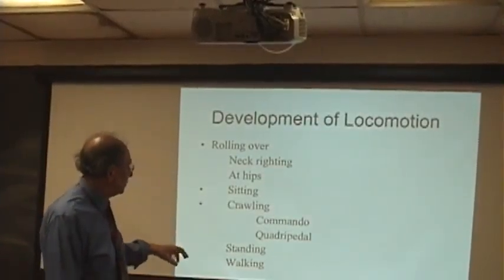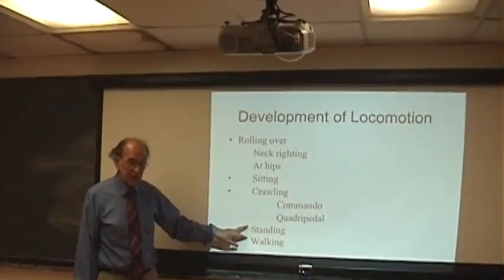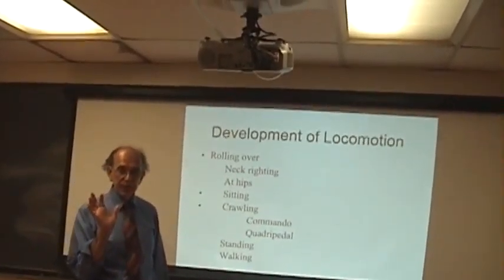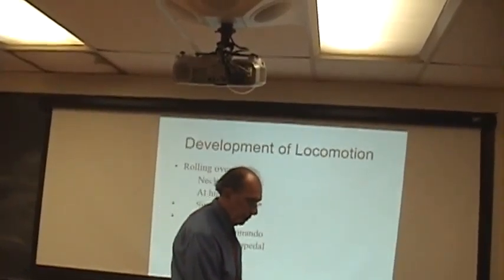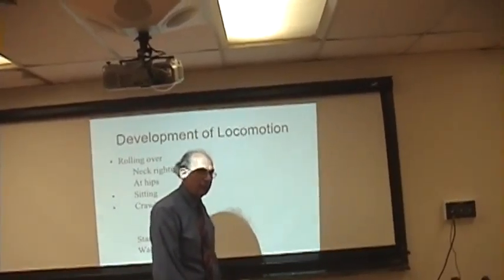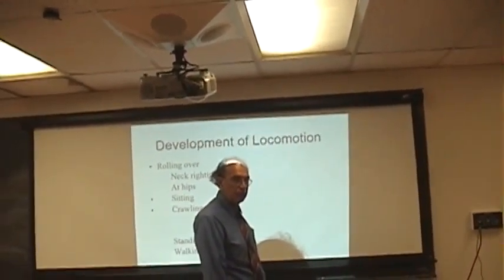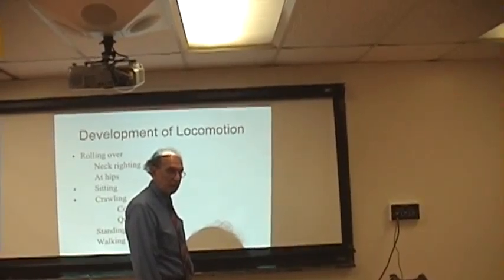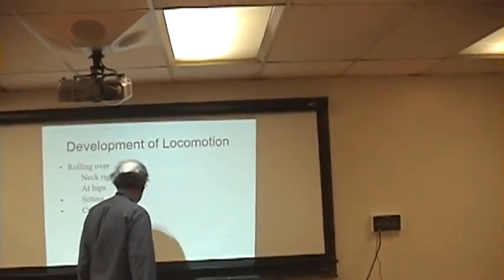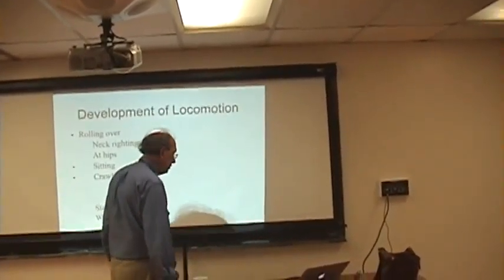The last two stages in the development of locomotion that I'm going to mention right now are standing and walking, where the child becomes fully bipedal. One component of that stage is cruising, where the child pulls themselves up and supports themselves against something like a chair or a table and rocks back and forth and pivots back and forth, practicing flexion, extension, rotation.